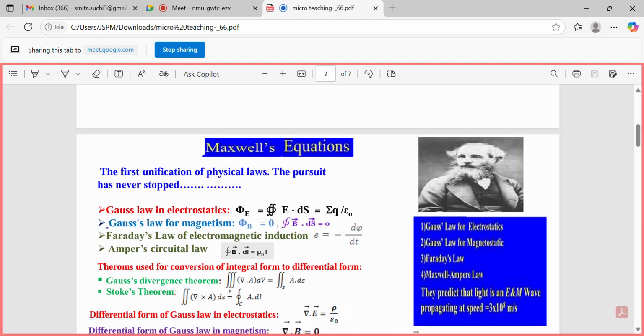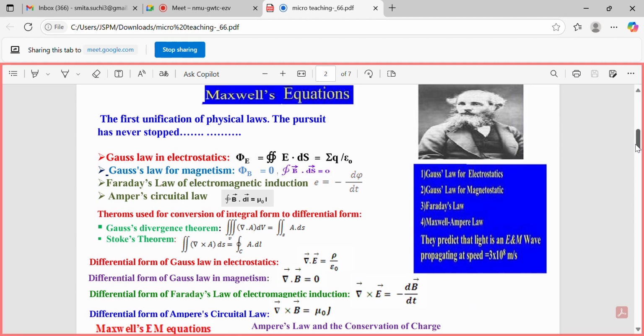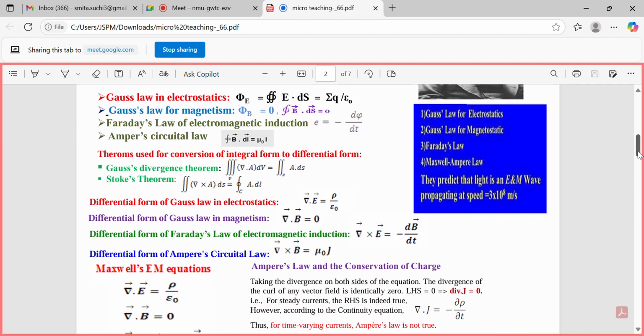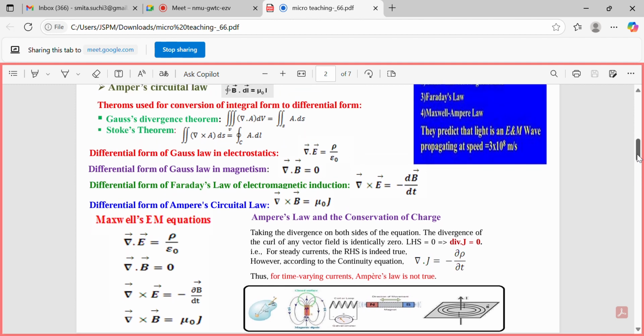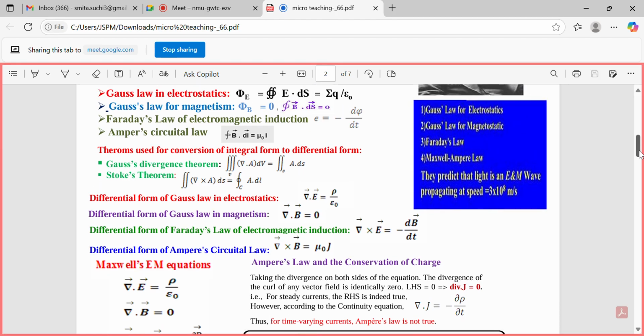We will discuss briefly the Maxwell equations and their different mathematical forms. Maxwell's equations are the first unification of physical laws. Before Maxwell, there were four established laws in electrostatics and magnetism. These are Gauss's law of electrostatics, Gauss's law of magnetism, Ampere's circuital law, and Biot-Savart's law, and also Faraday's law of electromagnetic induction. So these are the established laws of electricity and magnetism.